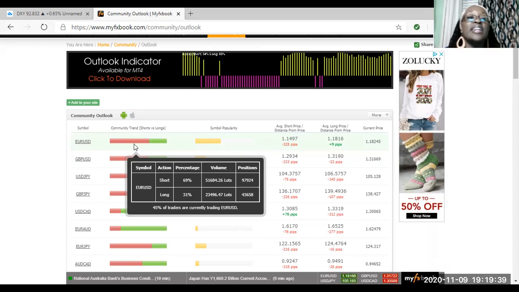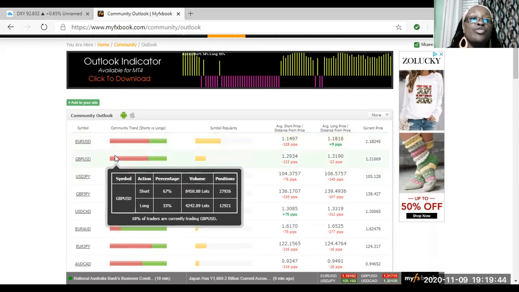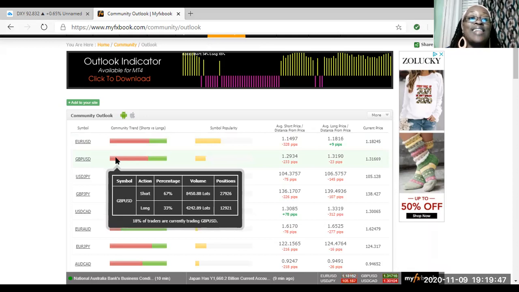So what you're looking at is the trend, of course, these bars here. If you hover over GU, for instance, 67% of traders say it's going to be short, and 33% say it's going to be long. And then the positions, you see the amount of positions taken for the short, and the volume, the lot size, and all of that. So it's interesting to see why 67% feel that it's going to go short. That's what I look at when I'm doing a complete analysis and really digging in.